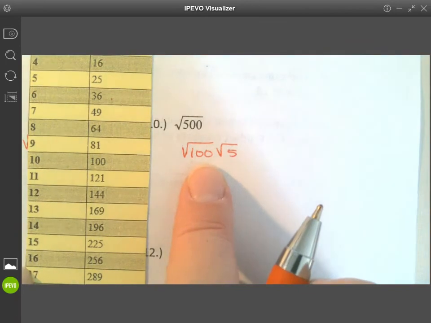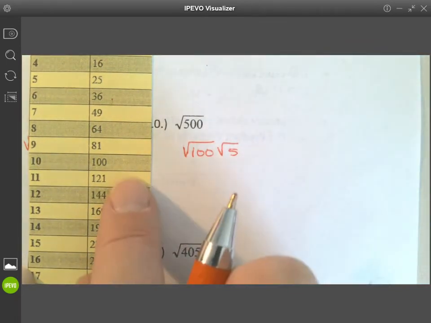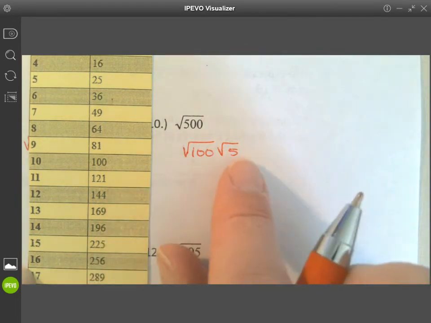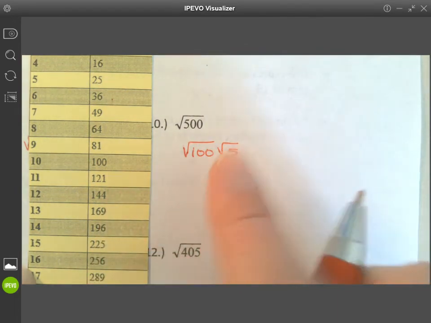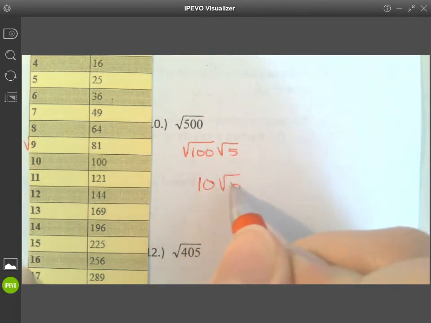Isn't 5 times 100, 500? I got the biggest perfect square because we tested them. I got the biggest perfect square because 5 doesn't break down with a perfect square. What's the square root of 100? So it's 10 square root of 5.